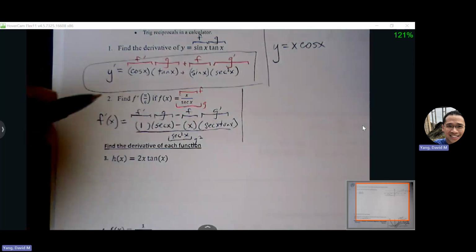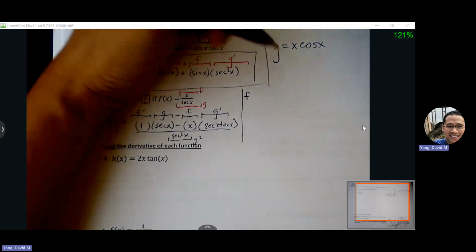I'm going to clean this up just so that if I plug in pi over 6, it'll be easier to clean that up.